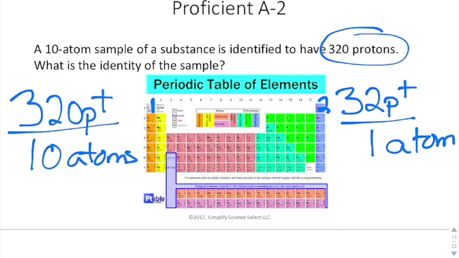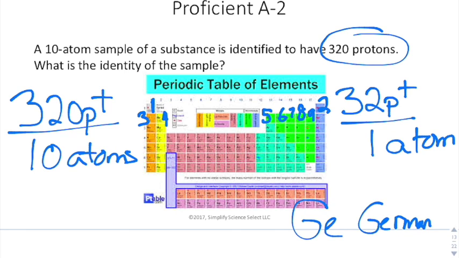Helium would be 2. Sodium would be 3. Beryllium would be 4. Boron is 5. Carbon is 6. Nitrogen is 7, oxygen 8, fluorine 9, and so on until you get to 32. When you get to 32, you would look it up and say, oh, that's germanium, Ge, which is a semiconductor that is often used in computer chips.